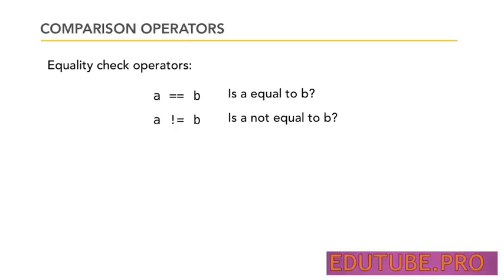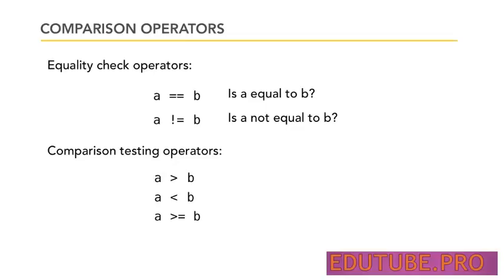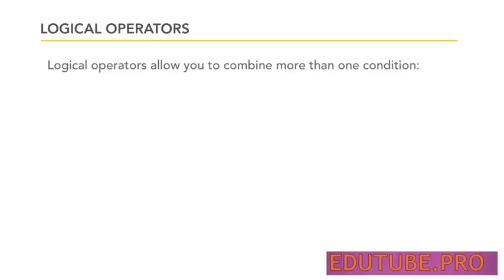And as you might expect, there are also operators for comparison testing to see if there are larger or smaller numbers. We can do things like A larger than B, A less than B, A larger than or equal to B, and A less than or equal to B. The logical operators, such as AND and OR, allow you to combine more than one condition. So, for example, the AND operator we can use to see if A is equal to B and C is equal to D. You use two ampersands together, there's no space in there. You just put them next to each other, and that is a logical AND operator.